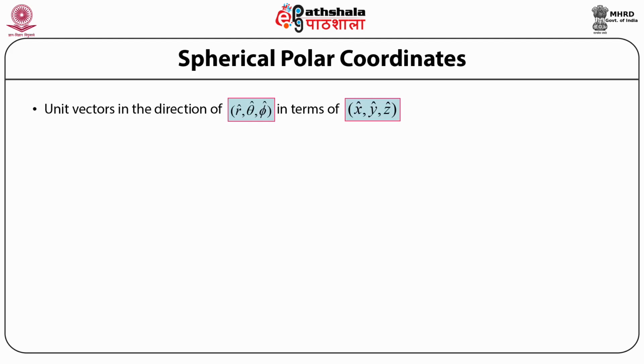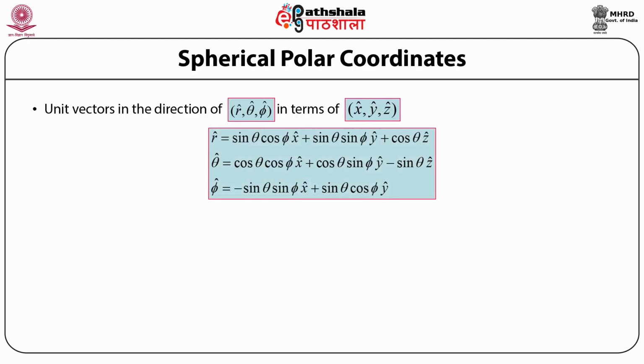unit vector theta and unit vector phi. And these unit vectors in terms of the unit vectors of the Cartesian coordinate system, that is unit vector x, unit vector y and unit vector z, are given by the relations: unit vector r is equal to sine of theta times cos of phi times unit vector x plus sine of theta times sine of phi times unit vector y plus cos of theta times unit vector z.